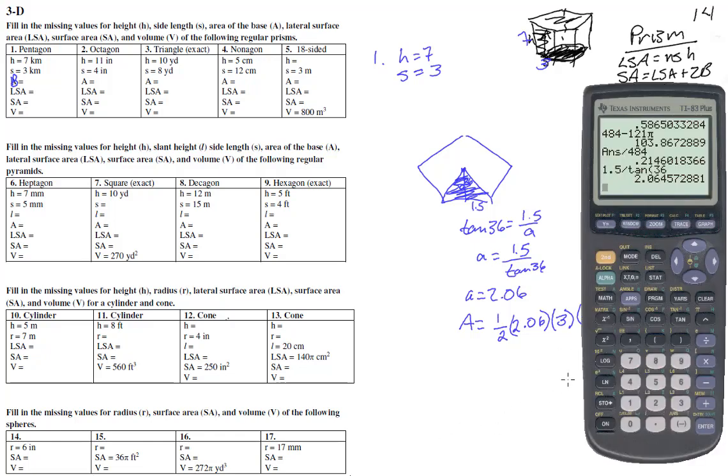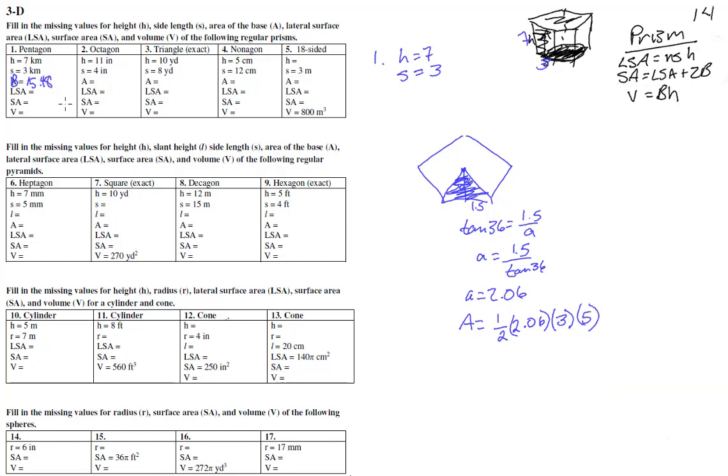So let's plug that into our calculator. 2.06 times 0.5 times 3 times 5. And when we stick that in, we get 15.48. All right, let's get the rest of them. 3 times 7 height gives us 21, times 5. The lateral surface area is going to be 105.